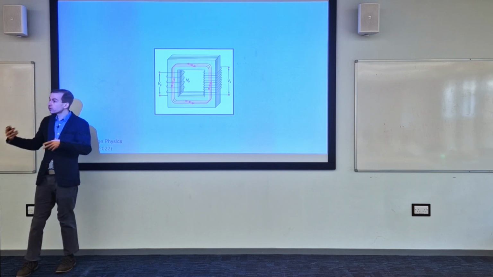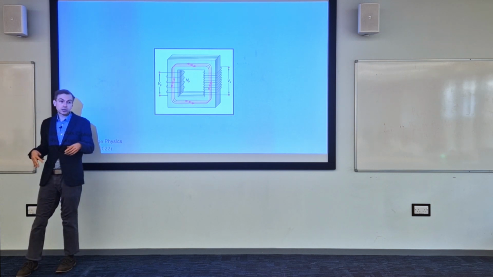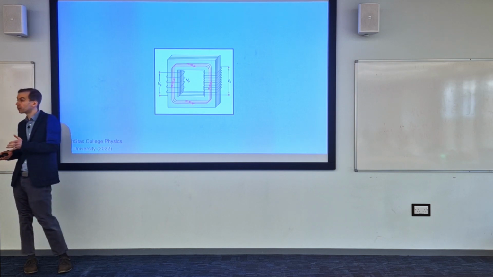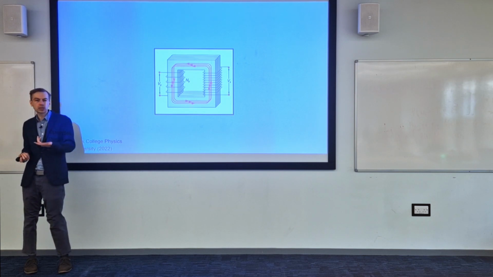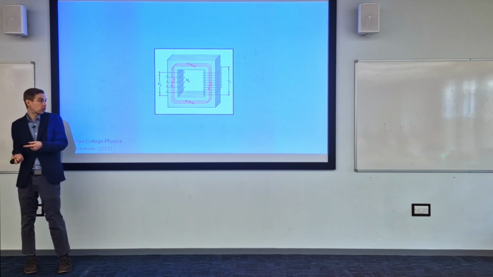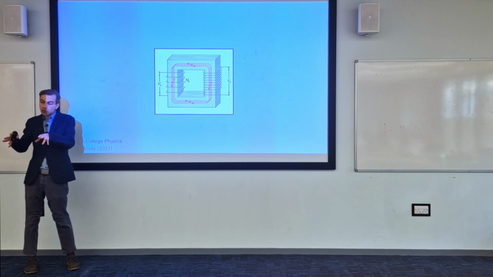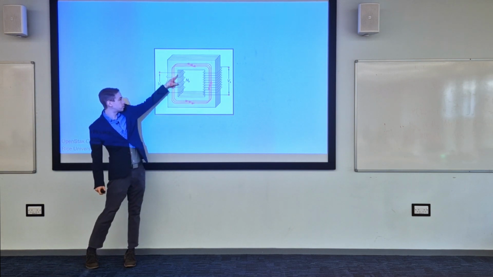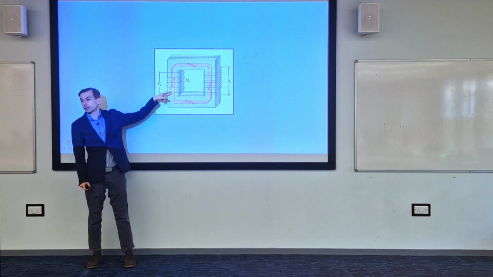So there's quite a few different ways you can approach transformers. It's one of these ones where you get quite a nice simple equation out of it, but it's important for us that we understand a bit more what's going on with the physics, because it's a very important example of Faraday's law. So just to give you guys a quick overview, a transformer is basically a big old lump of magnetic metal.